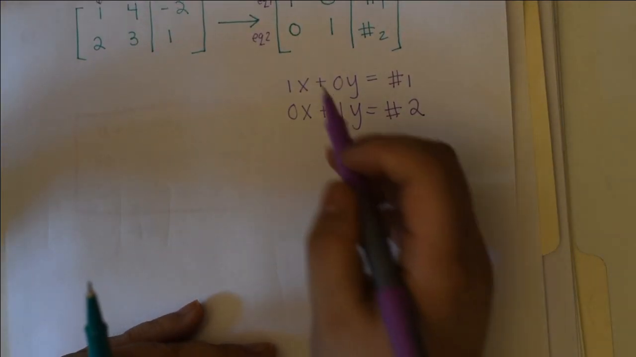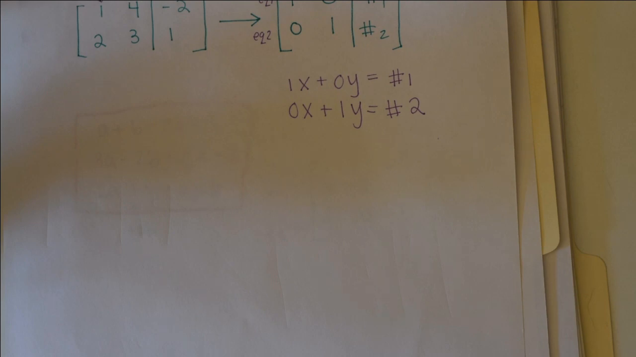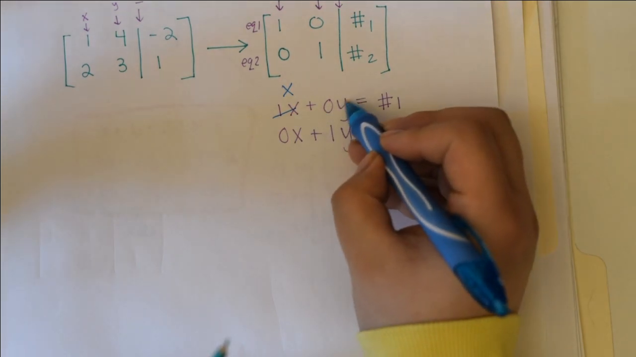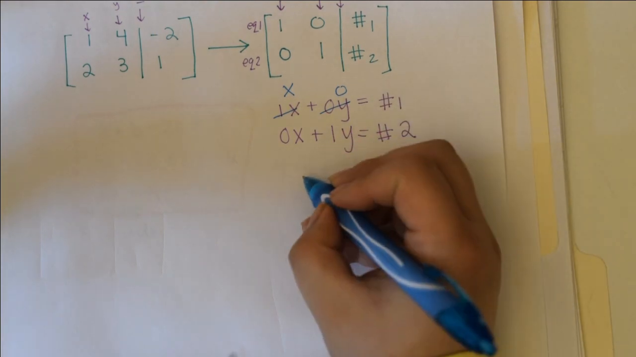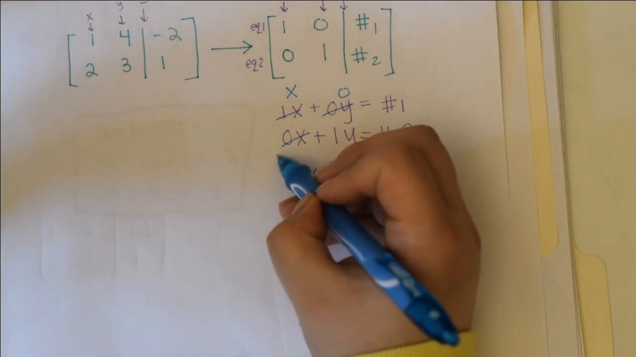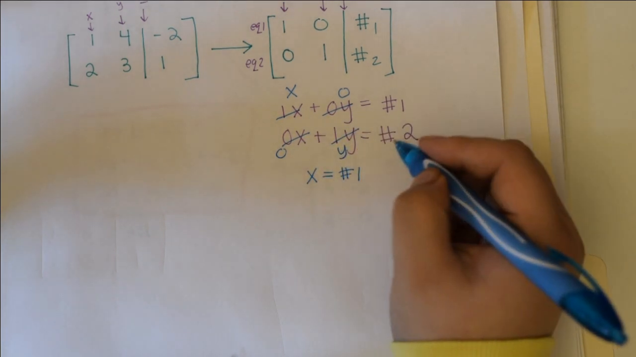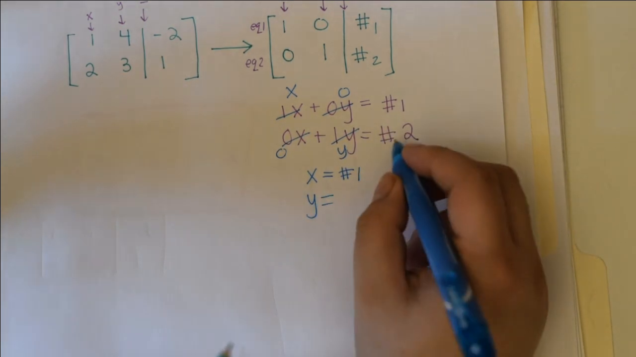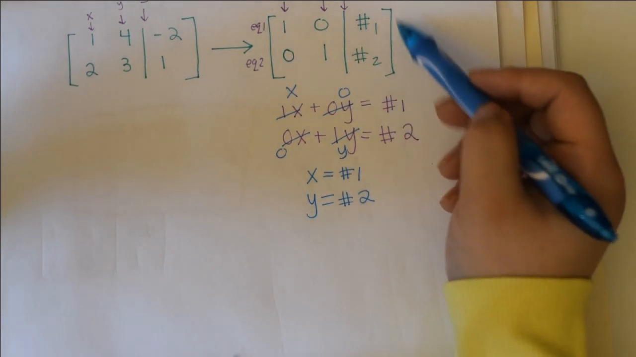But what is this? Well, 1x is just x, right? So let me see if I can get another color here. I have just x, 0y is just 0, but x plus 0 is x. So I'm just getting x equals some kind of number. 0x is 0, 1y is y, and 0 plus y is y because of the additive identity. So y equals another number, number 2, whatever that number is.